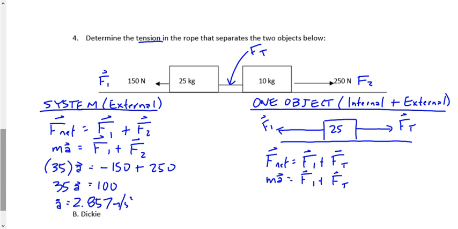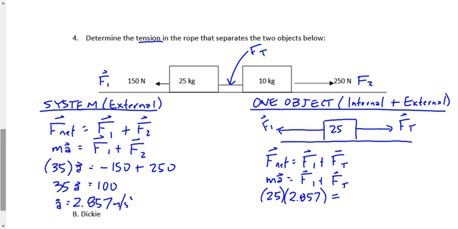What mass do we use? 25, 10, or 35? Yep. We're going to use 25 this time. We're analyzing just one object, and its mass is 25 kilograms. The acceleration of that object is what? We know it, right? What's the acceleration rate of that object? Yeah. If the whole system accelerates at 2.857 meters per second squared, then each individual object will as well.